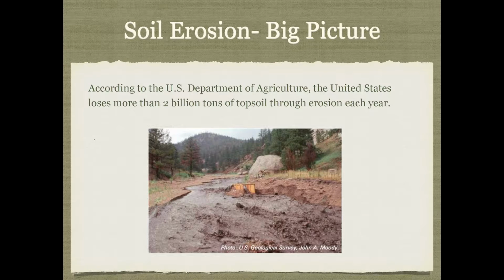So we're going to start with soil erosion. Probably a lot of you are very familiar with this issue. It's most likely the reason that you're here. According to the USDA, the U.S. loses more than 2 billion tons of topsoil through erosion each year. Part of why we compost is to build that carbon sink into the soil. So soil erosion is a huge issue and one that I would assume everybody is aware of.